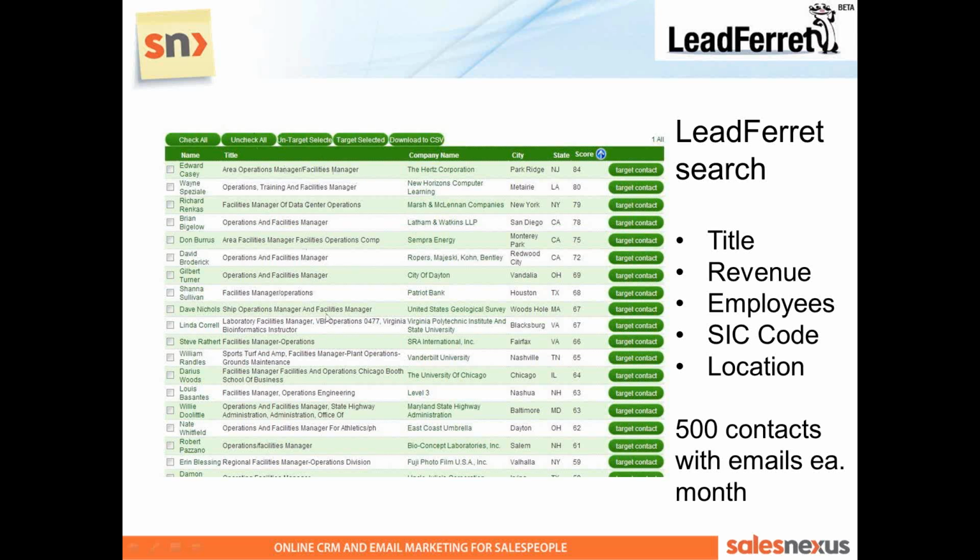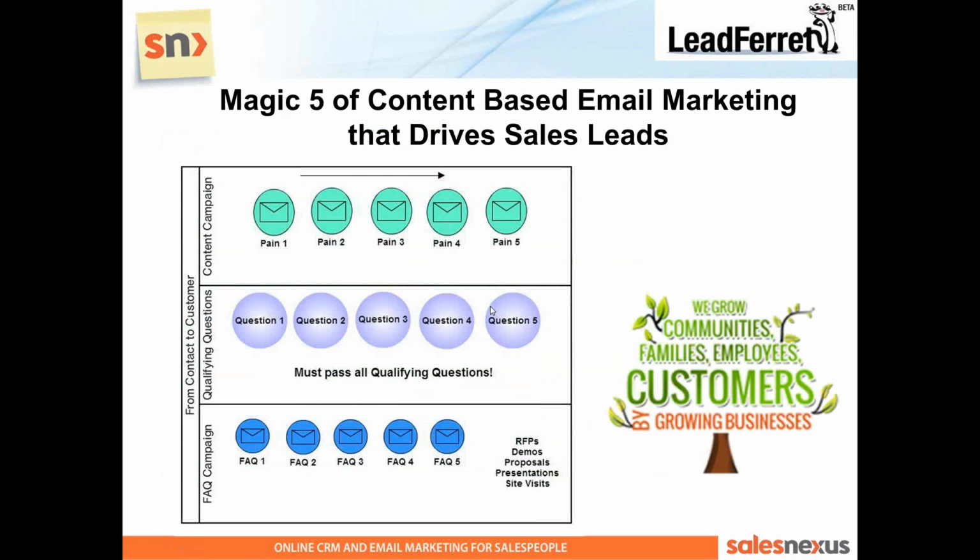So you can go to Lead Ferret, do your search for the ideal prospect, download 500 contacts for each of your sales reps with the email address, and then start a content-based email marketing campaign that will pull out of that list the most qualified prospects for your salespeople to focus on. So it's not like you're going to say to your salespeople, all right, there's 500 leads, pick up the phone and call them all, because we all know how they feel about that.